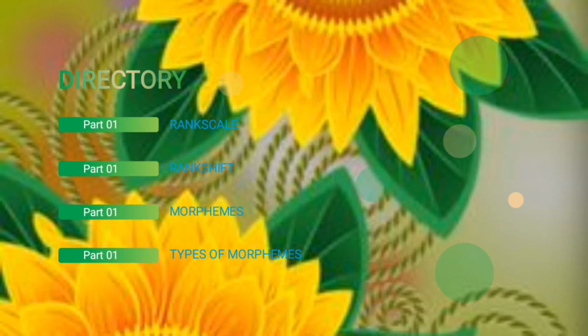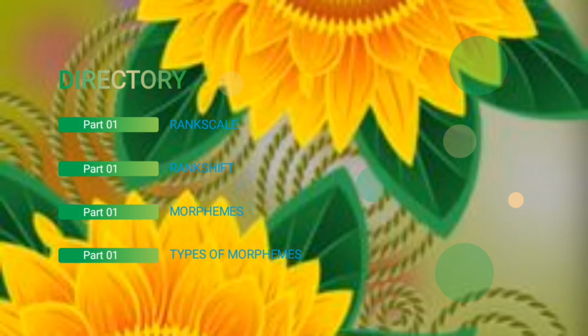Okay, in the morpheme topic we have the rank scale. When we say rank scale, we mean the hierarchical arrangement of words in grammatical units. With the rank scale, we look at how the word classes are arranged. We can arrange them from the top down or from the bottom up.